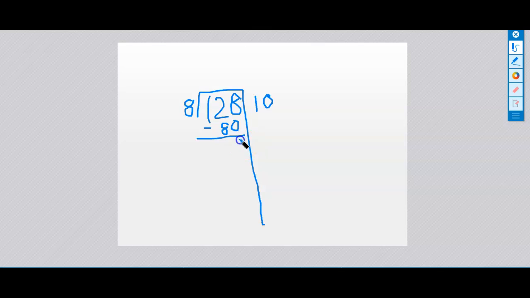I subtract. 128 minus 80 is 48. Ooh, I see that this is a math fact. I see 48 divided by 8. Well, I know that 6 times 8 is 48, so I'm going to put 6 more candies into that bag for my presents for people. So out of that candy bag, I can see that I would give 16 pieces of candy to 8 people for my presents.